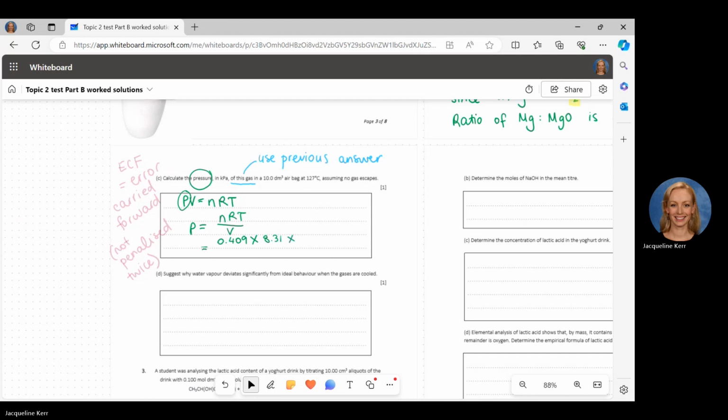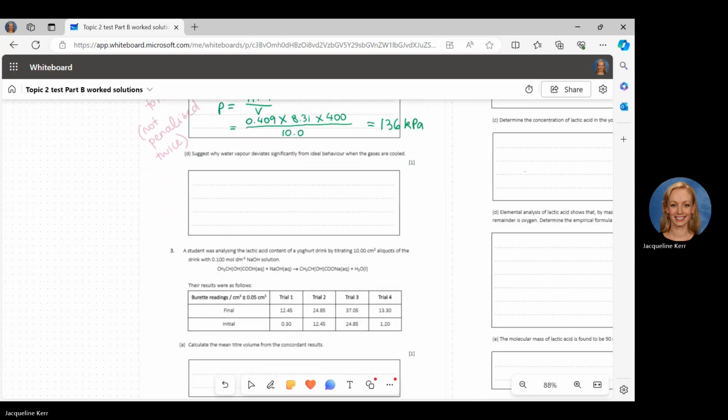That's the gas constant. The temperature, just watch out, it's got to be in Kelvin, so make sure you convert it by adding 273 to Celsius, otherwise you'll get the wrong answer. So we've got 400 Kelvin here, and then our volume is our 10 decimeters cubed. Our standard units are meters cubed and pascals, but as long as we use decimeters cubed and kilopascals together, that's fine. So we get an answer of 136 kilopascals for the pressure of that airbag.